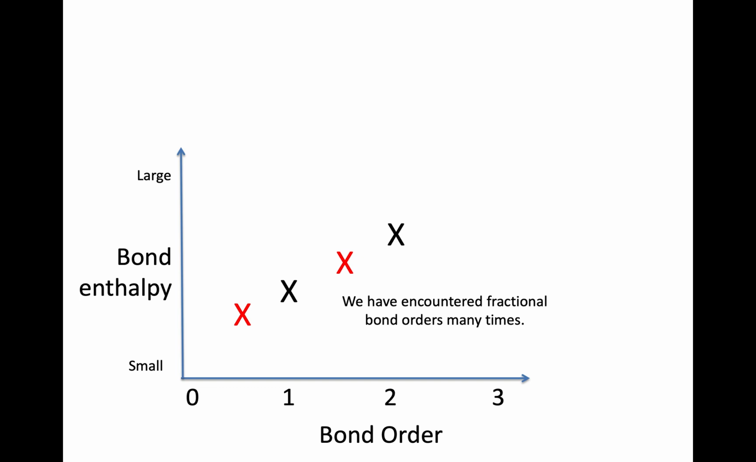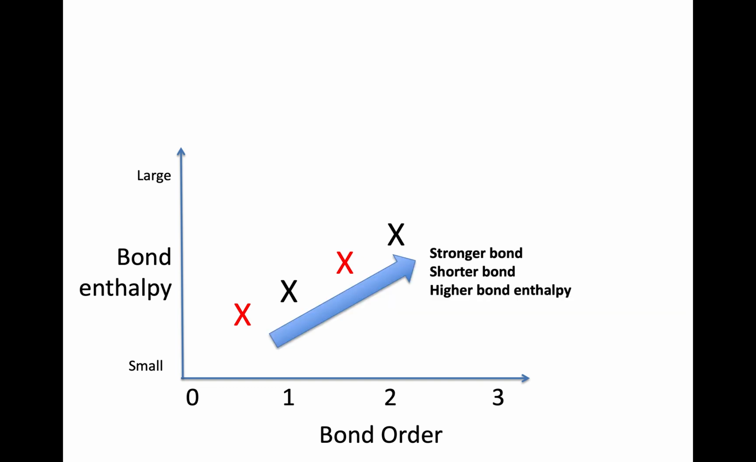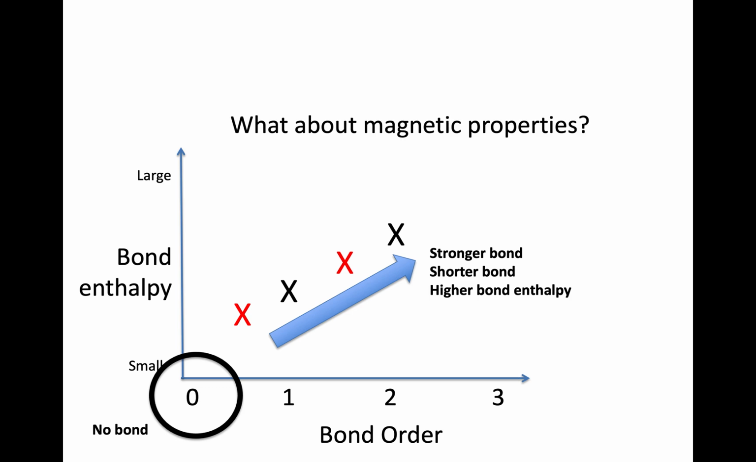I'm connecting the bond order with aspects of the bond enthalpy. We've seen that we can have single bonds, double bonds, and also fractional bonds. As the bond order increases, I'm thinking of that as a stronger bond, a shorter bond, and a higher bond enthalpy. A bond order of 0 tells me there is no bond. What about magnetic properties? Where do those fit in? That is something we'll still need to explore.